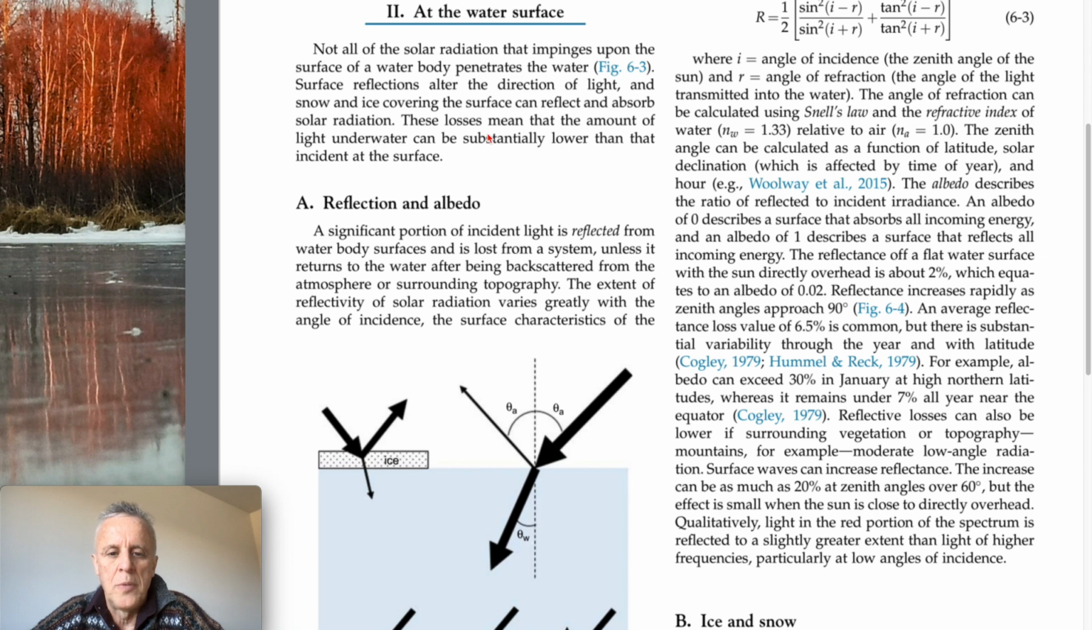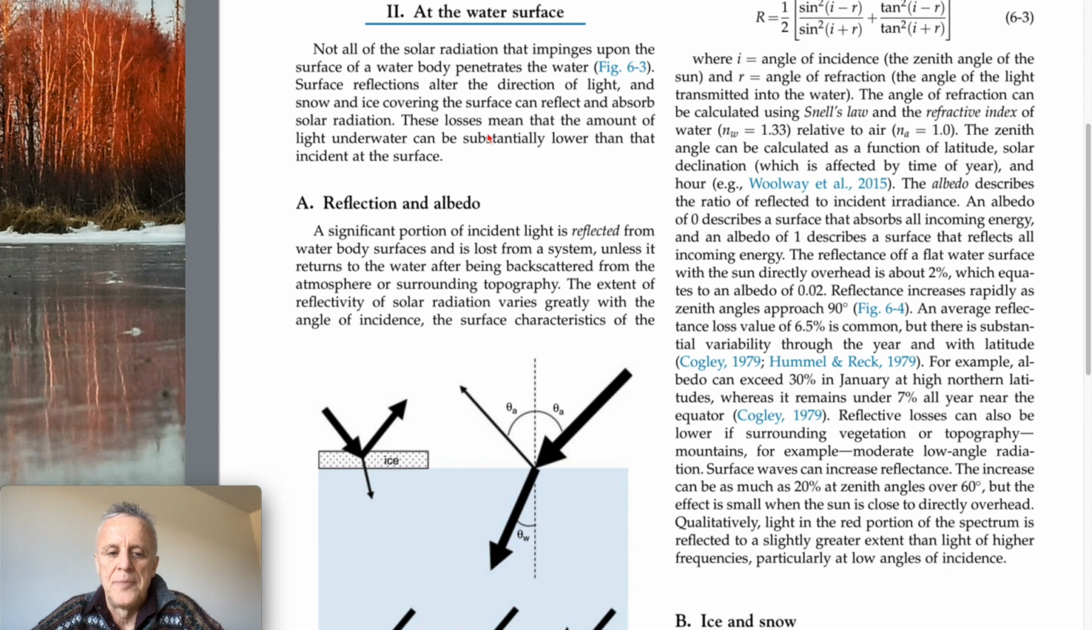Not all of the radiation that impinges upon the surface of a water body penetrates the water. Surface reflections alter the direction of light, and snow and ice covering the surface can reflect and absorb solar radiation. These losses mean that the amount of light underwater can be substantially lower than that incident at the surface.